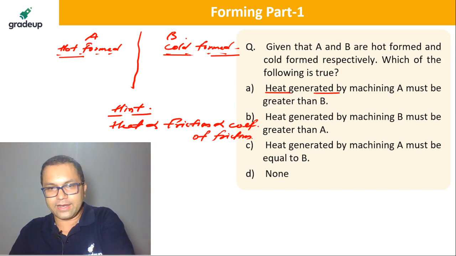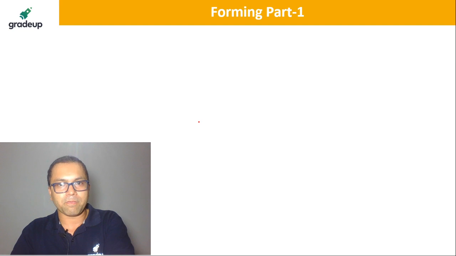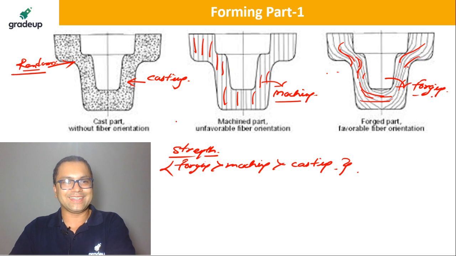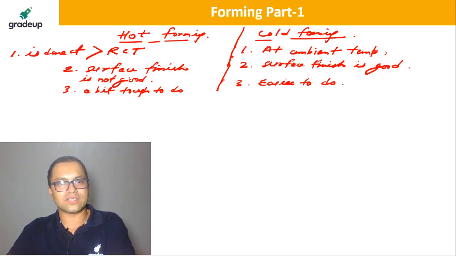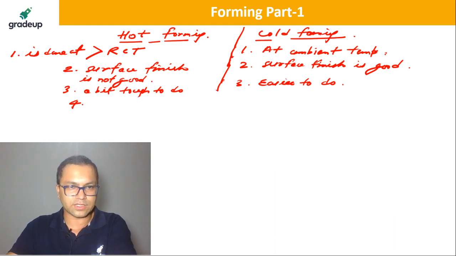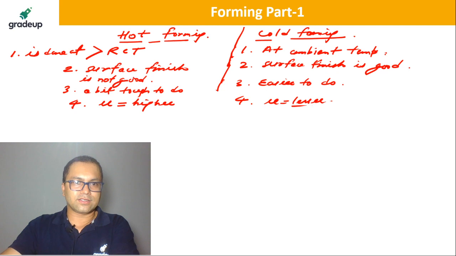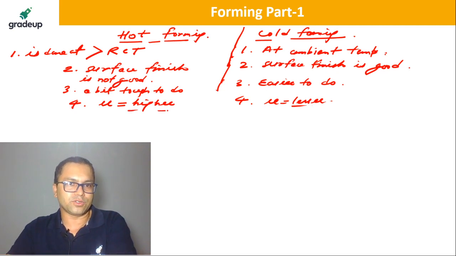Because we have talked about it here, right? We talked about surface finish. Here we talked about surface finish not being good for hot forming. So what should the coefficient of friction be? Should it be higher or lesser? For the third option, mu should be higher, and for the fourth, mu should be lesser. Because surface finish is not good, mu should be higher here.